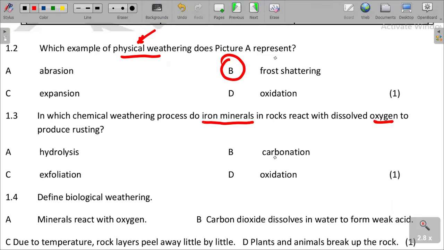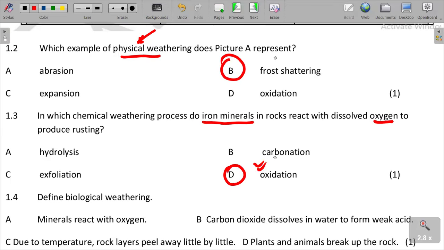Okay, so what we are saying is that in which chemical weathering process do iron minerals in rocks react with dissolved oxygen to produce rusting? That is, when we talk about that, it takes place when we talk about oxidation. That is what I was just explaining now.